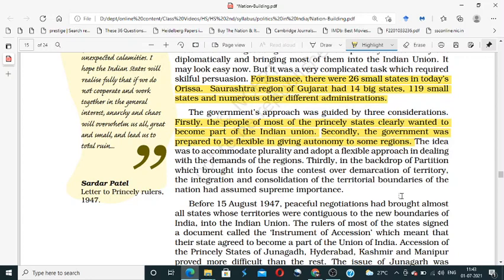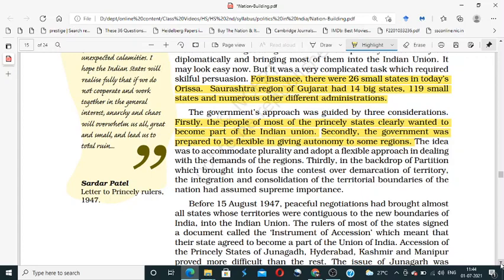And thirdly, in the backdrop of partition, which had brought into focus the contest over demarcation of territory, the integration and consolidation of the territorial boundaries of the nation had assumed supreme importance because partition had taken place. Leaders in India were afraid that most of these smaller states may want more autonomy, more power, and try to become separate nations, which they could not afford to allow.